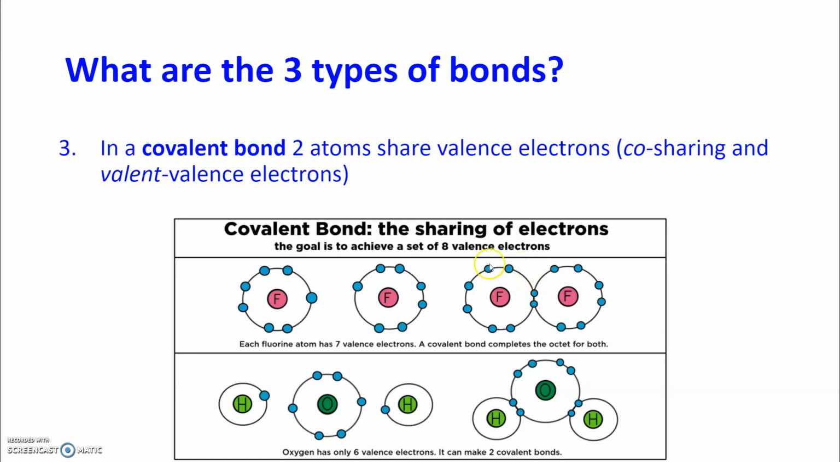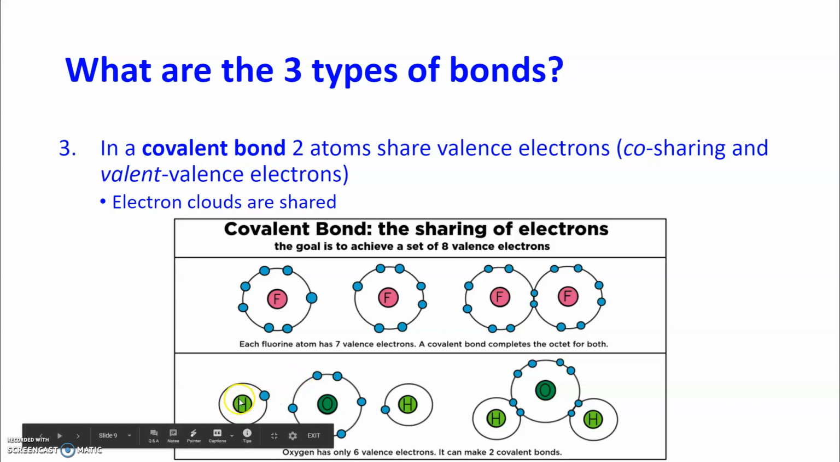So now the fluorine on the left thinks it has 8 electrons and that its octet is complete. And the fluorine on the right thinks the same thing because they're sharing those 2 electrons. And because they're sharing those 2 electrons, they're really hooked together and bonded together strongly because of that.